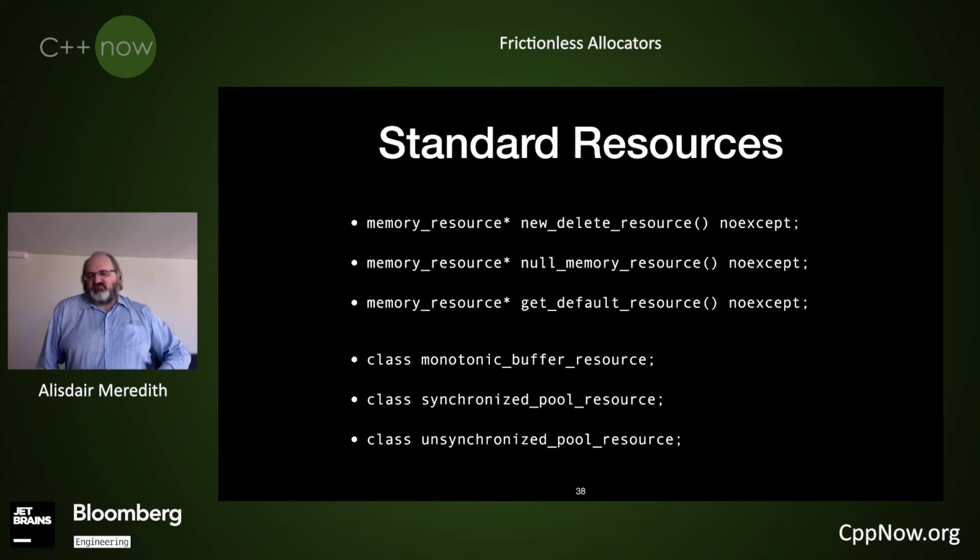Then we've got the synchronized and unsynchronized pool resources, which are the classic memory pools based upon allocating objects of different sizes into different code pages. The difference between synchronized and unsynchronized is if you know that your allocation use is never going to be accessed by multiple threads, you'll get a performance boost from using the unsynchronized pool resource. If you do need to be concerned about different threads all pulling from the same resource object at the same time, then you would use a synchronized pool resource.